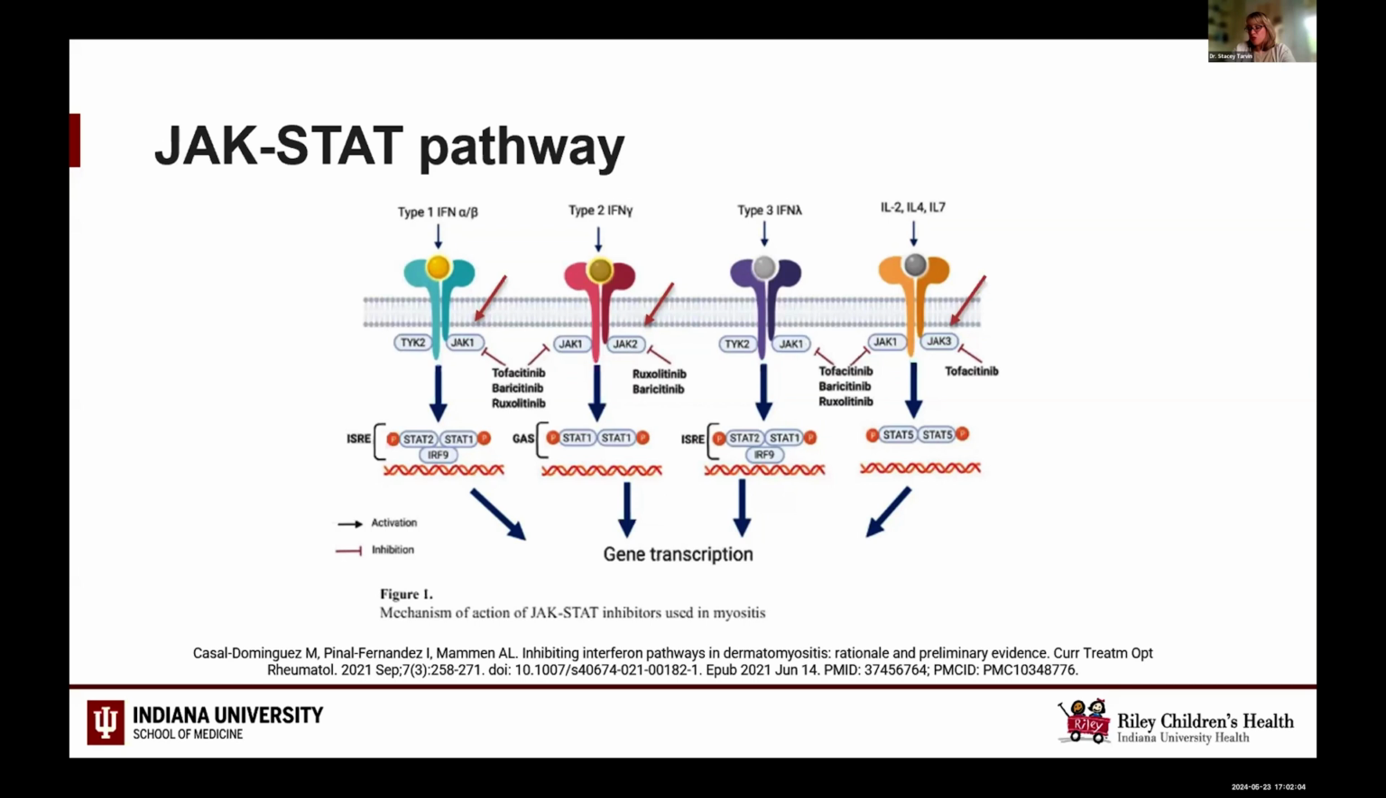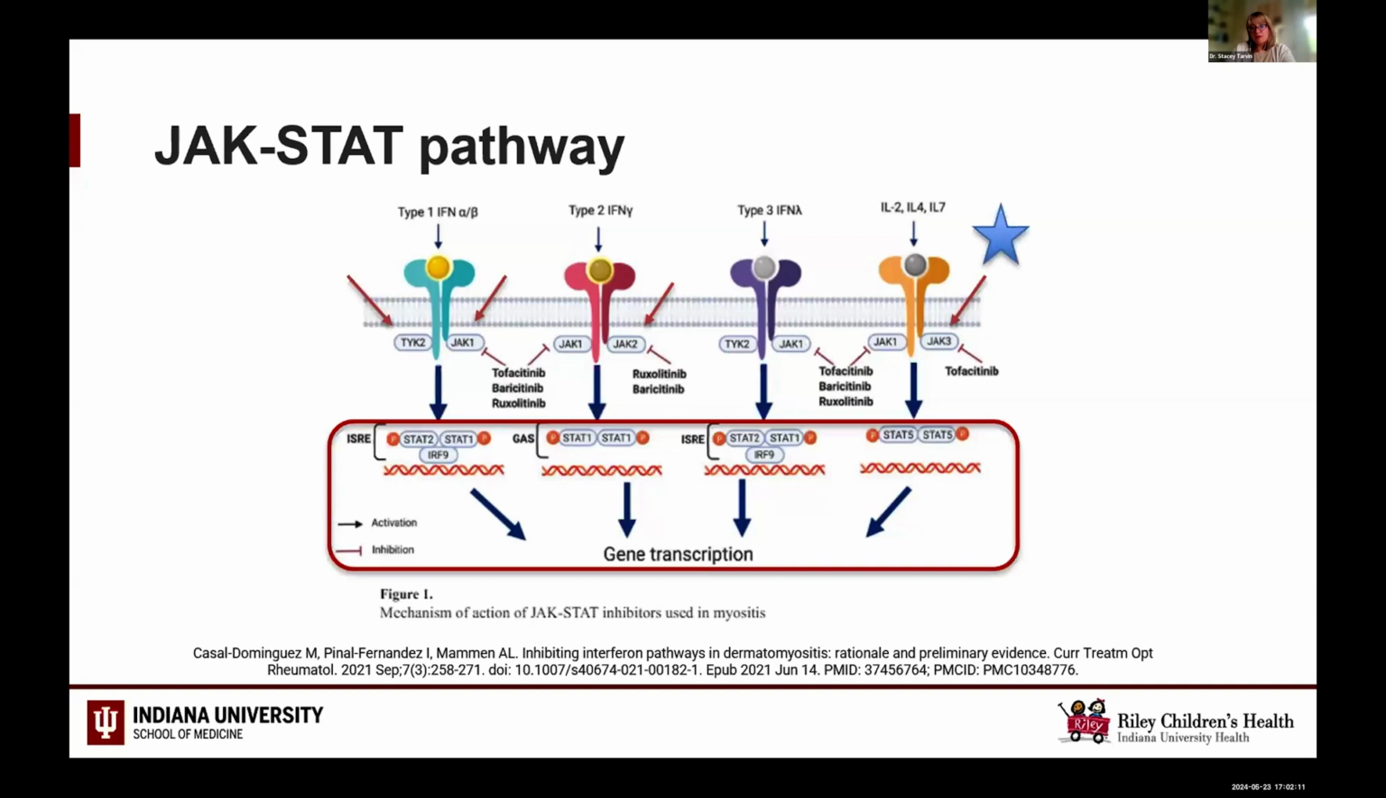JAK3 only binds to one receptor subunit in the common gamma chain. Binding in the classical pathway, depicted by the animation that just came up, leads to phosphorylation of cytoplasmic transcription factors STAT1 and STAT2, which forms a heterodimer that translocates to the nucleus, leading to activation of interferon-stimulated genes.